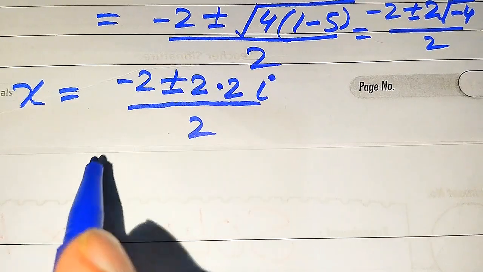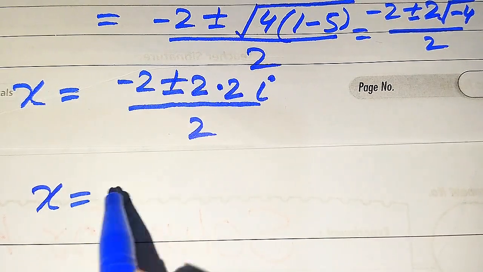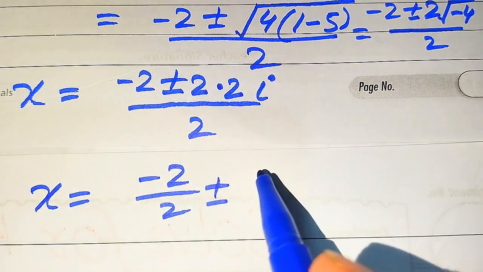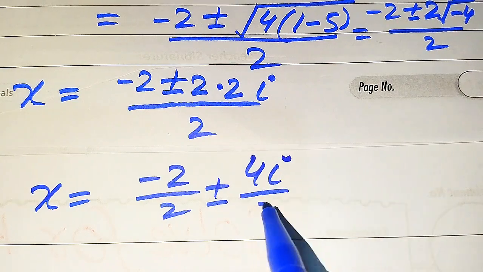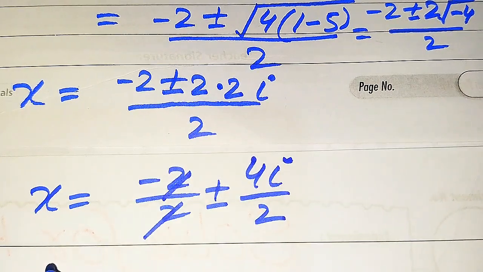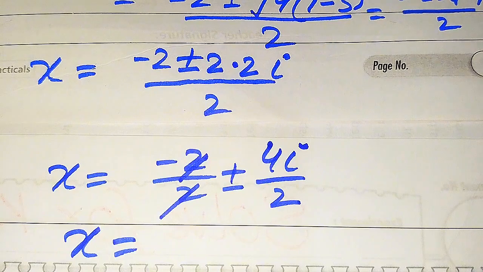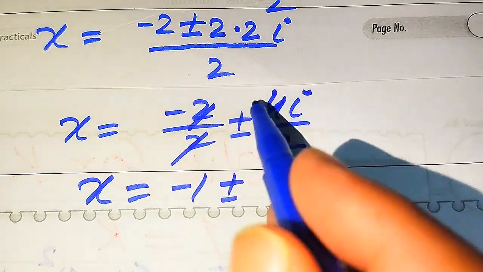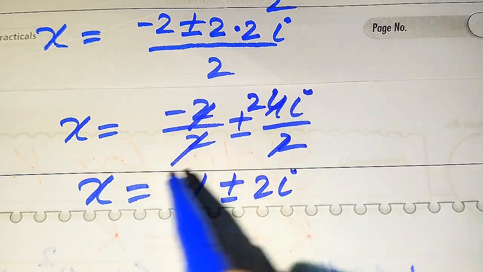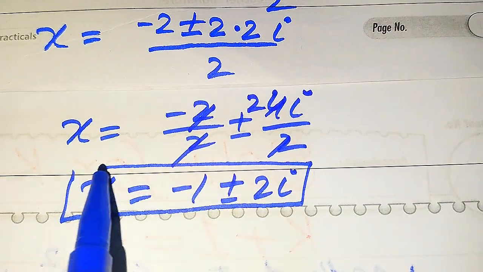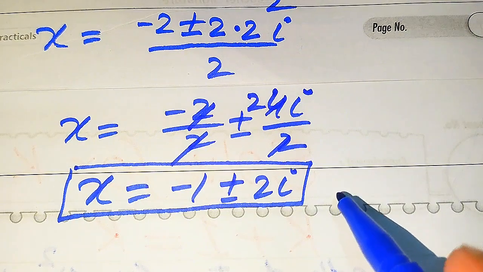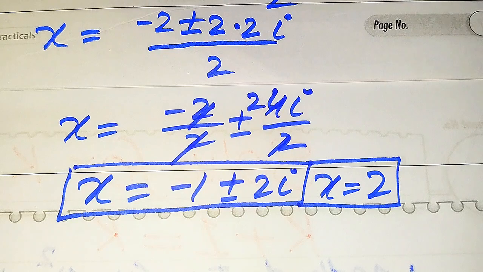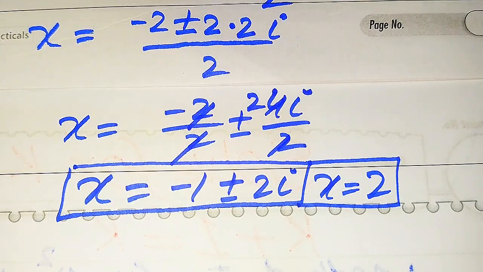And now we need to break this fraction, and when we break this fraction it becomes x is equal to minus 2 over 2 plus minus 2 times 2 becomes 4 iota divided by 2. So here this 2 is cancelled out by this 2, and we get the values of x is equal to minus 1 plus minus, 2 times 2 is 4, and we get 2 iota. So here we get these two complex roots of the given equation, and we have x is equal to 2 as the one real root of the given equation. So this is the final answer, and thank you so much for watching this video.